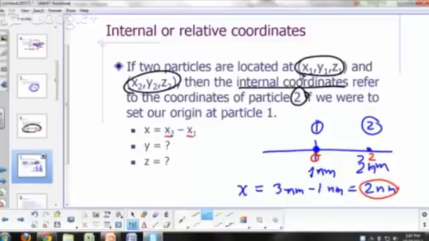So little y will just be y2 minus y1, and little z will just be z2 minus z1.